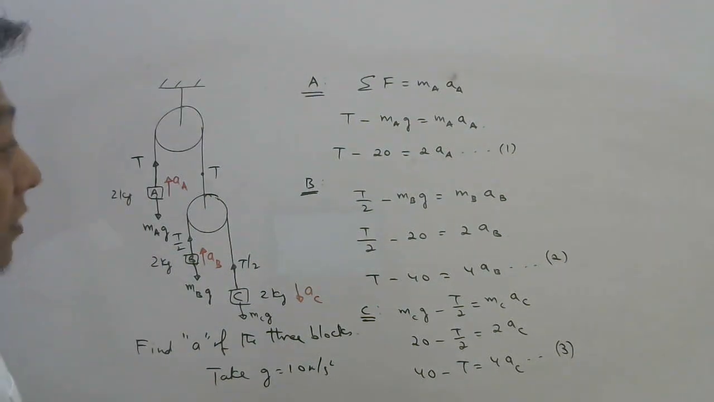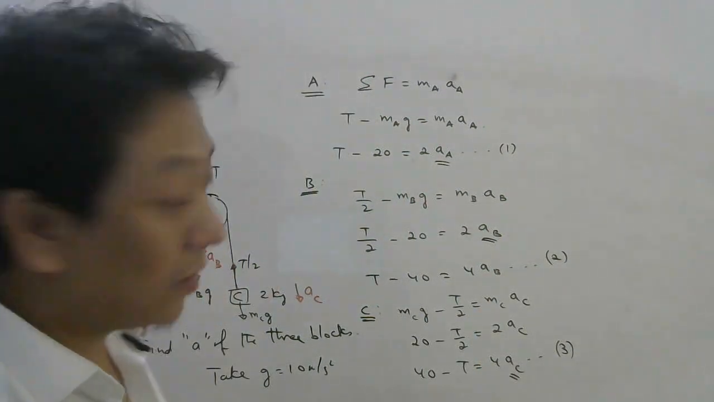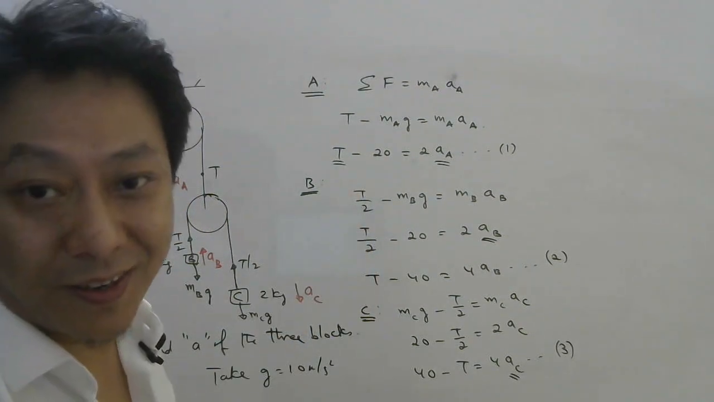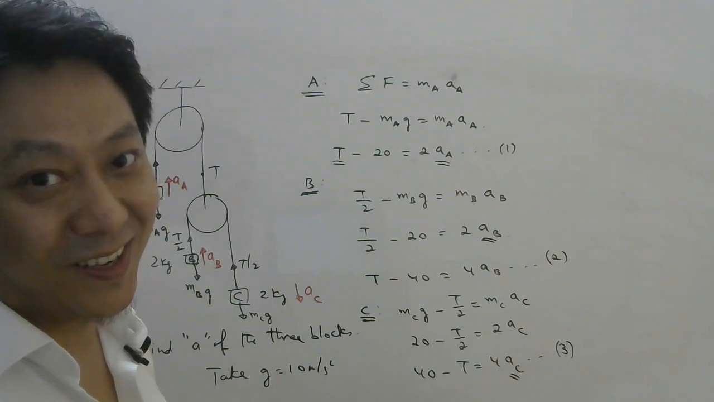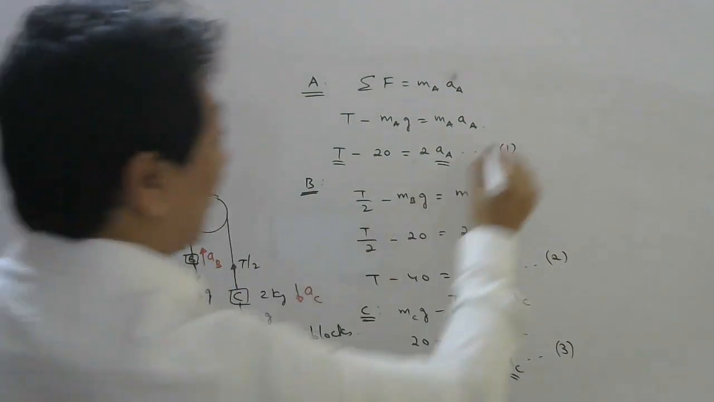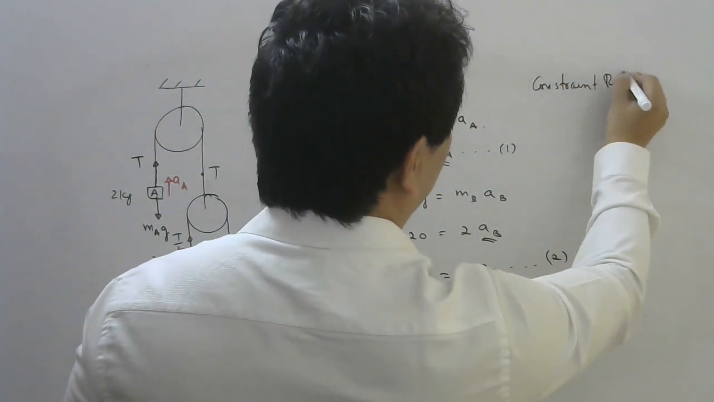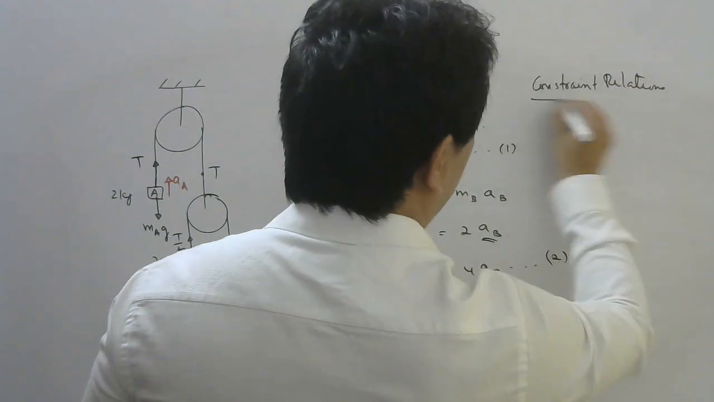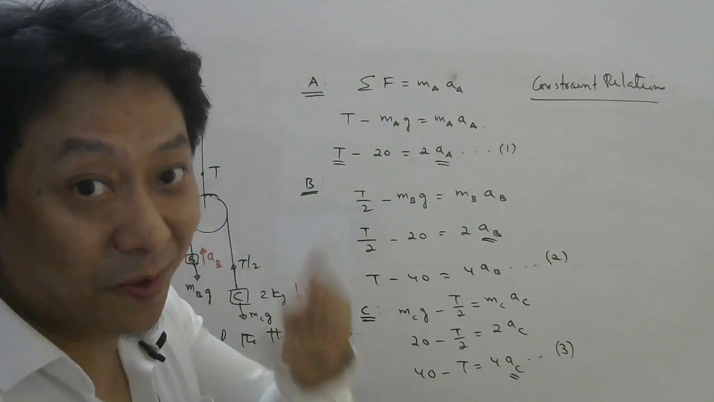Now, if you notice, how many unknowns do you have? 1, 2, 3. And then tension makes 4 unknowns, right? So in total we have 4 unknowns, but we have 3 equations. So clearly we need one more relation. And that relation is what we call the constraint relation, right? So that's why these relations are very useful. Now to find this relation, I will use the second technique because it is easier.